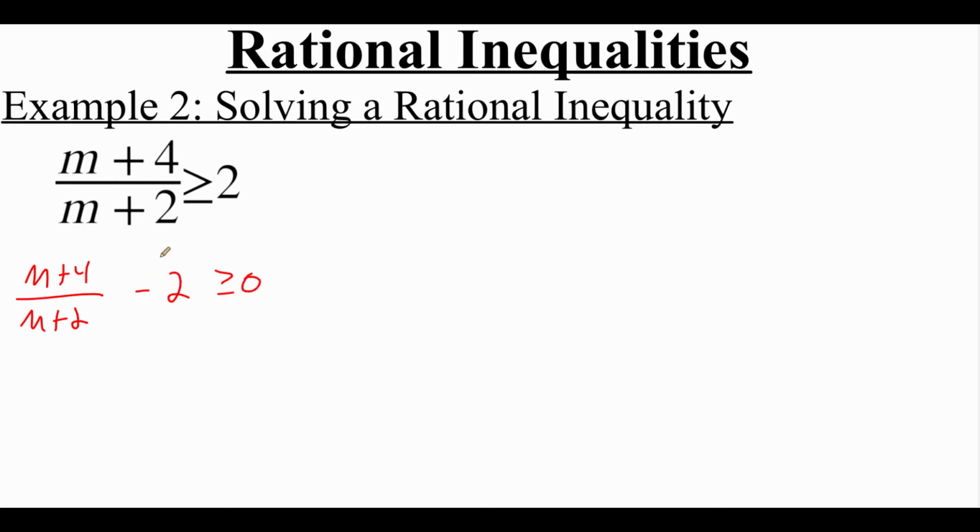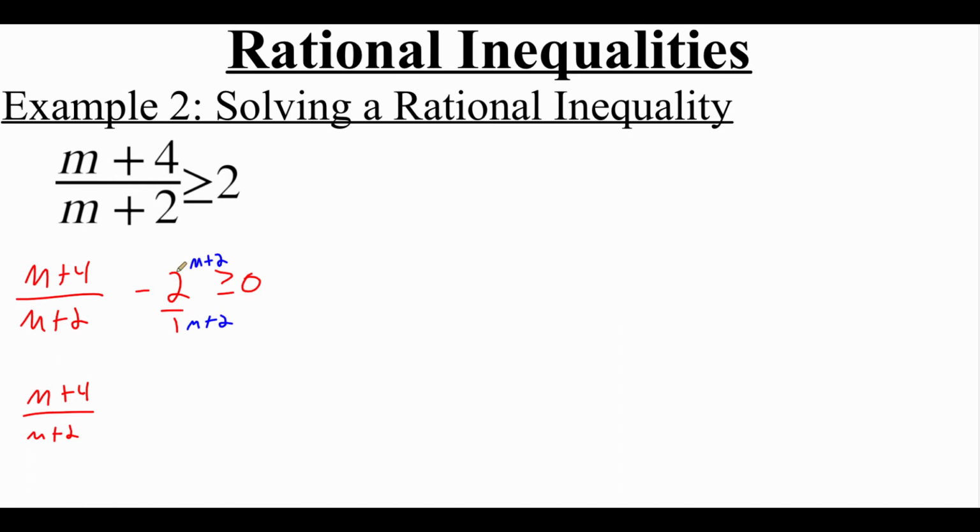Now we actually need to get common denominators on the left-hand side so that we can combine all of this stuff into one fraction. So I'm going to take that 2 and put it over 1. But then in order to get a common denominator, I'm going to multiply top and bottom by m plus 2. So we're not changing that first fraction. That's still (m plus 4) over (m plus 2).